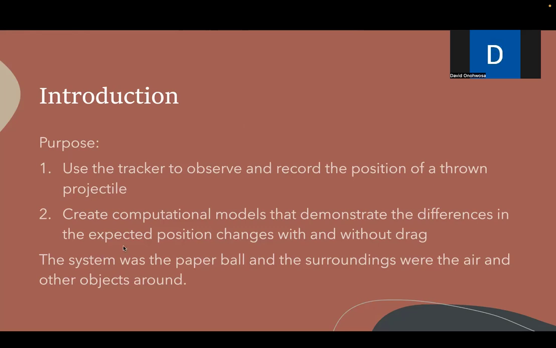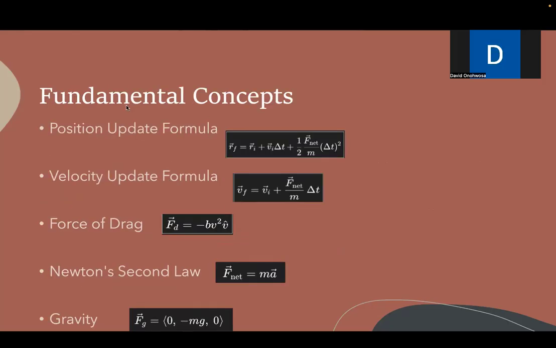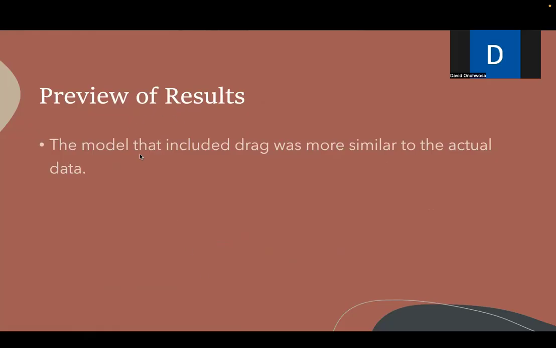The system for this lab was our paper ball, with the surroundings being the air and other objects just in the area. Our fundamental concepts were the position update formula, the velocity update formula, the force of drag, Newton's second law, and gravity, which is just a negative mg force vector in the y direction. A preview of our results: the model that included drag was more closely aligned with our actual data than the model that didn't.